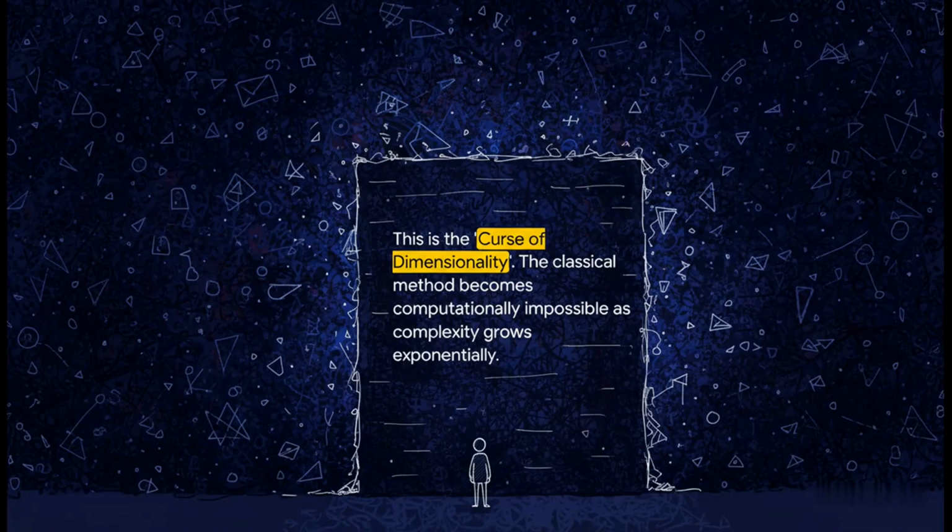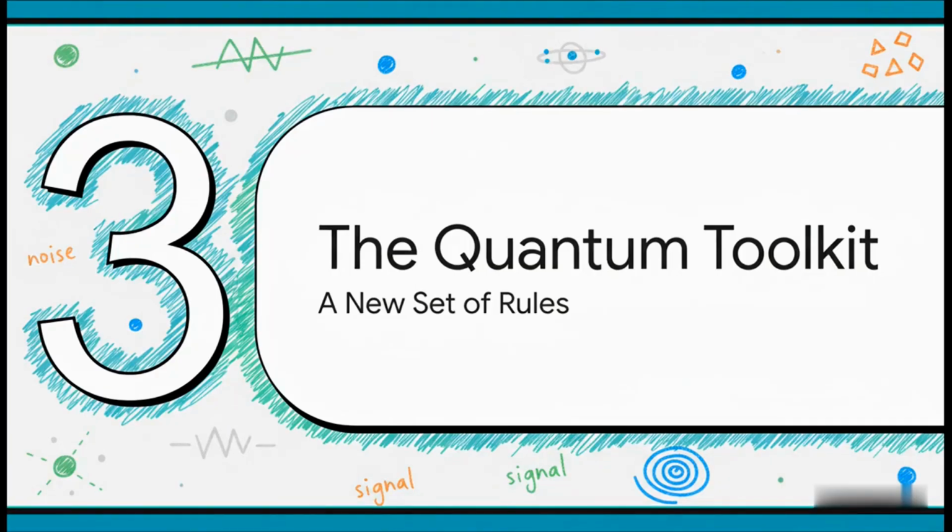And this phenomenon, well, it has a name. It's known as the curse of dimensionality. And at this point, the classical brute force approach simply stops being a viable option. We've hit a wall. So, the big question is, how do we get over this wall? Well, the answer lies in changing the rules of the game entirely by using the principles of quantum mechanics.